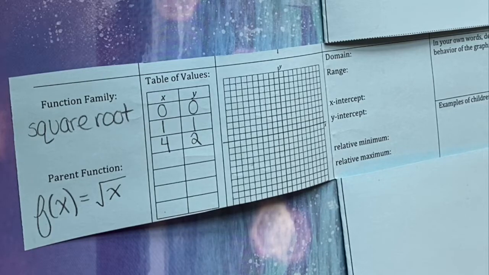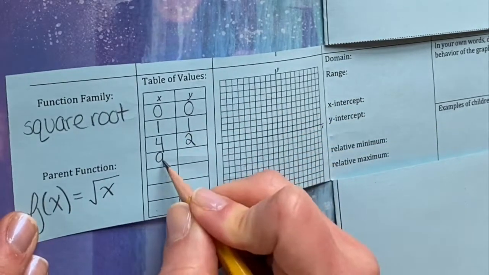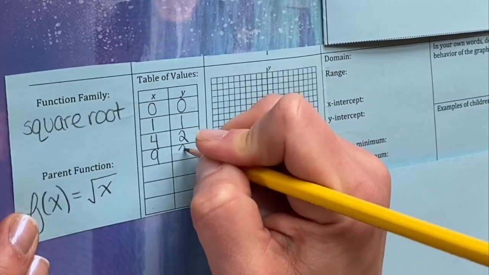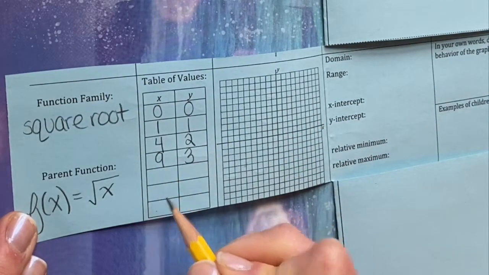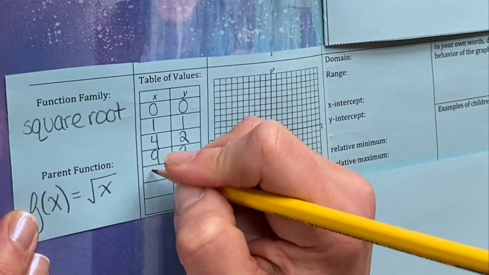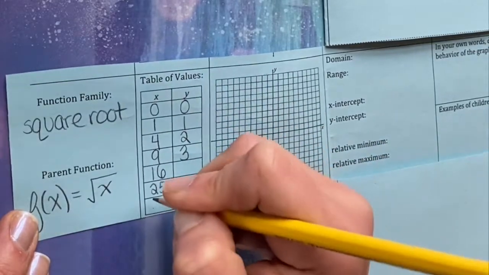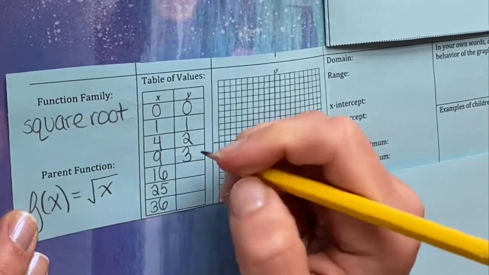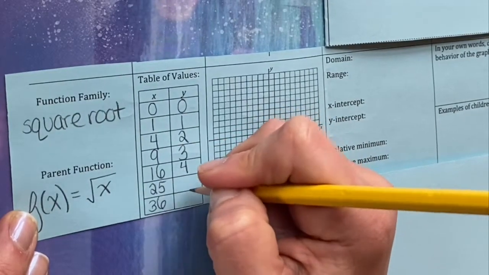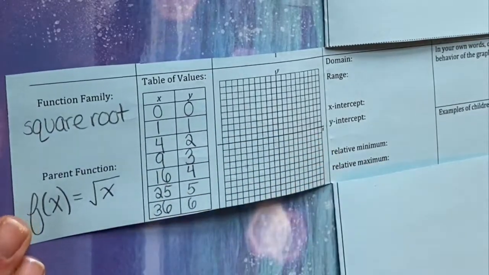So again, imagining that chart in my room, thinking about our perfect squares, our next perfect square is 9. The square root of 9 is 3. Okay, if we kept going, we would have 16, 25, 36. Those are our next perfect squares. This would give us 4, 5, and 6 if you took the square root of each of those.